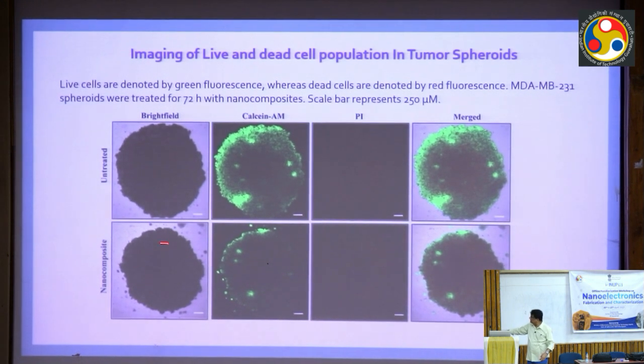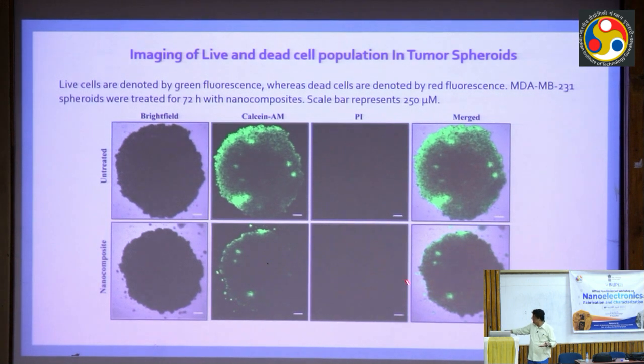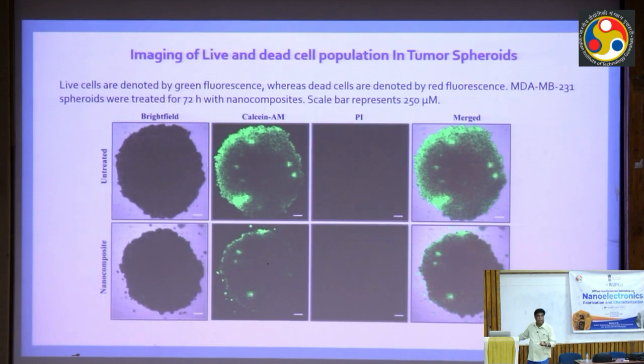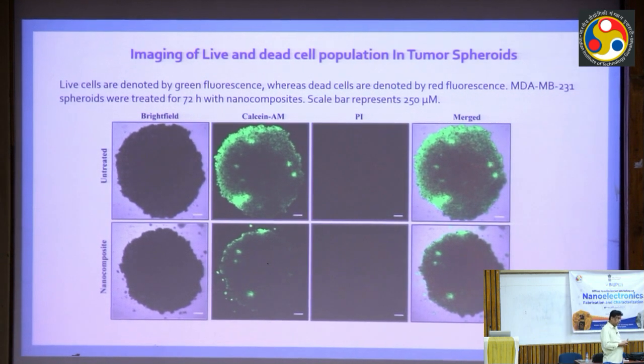When the cells are treated with some of the drugs or nanomaterials, the green color significantly reduces because the cells are dying, right? The red colors are introduced, and then in the core you see images of the red and the green color together. So the cells are taking up both the colors. So this is a very complex system. This is a spheroid, a 3D structure.